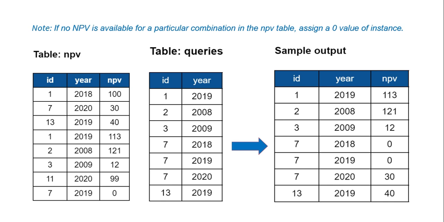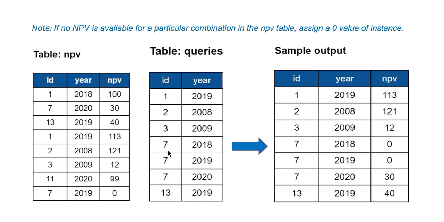For the combination of ID 1 and 2019, we can see that the NPV value is 113. So we have listed the NPV value over here. For the combination of ID 2 and year 2008, the NPV value is 121, and this is how it is displayed. For the combination of ID 3 and year 2009, the NPV value is 12, and this is how it has been derived.